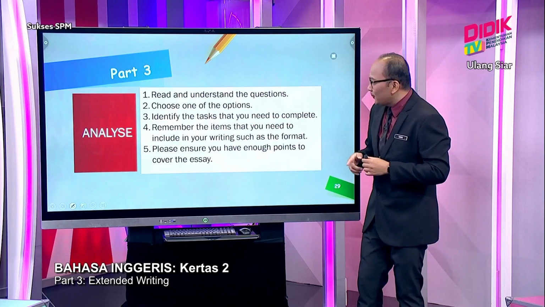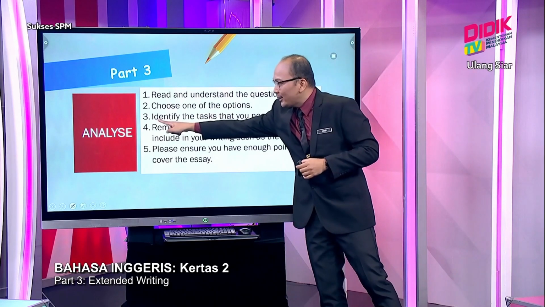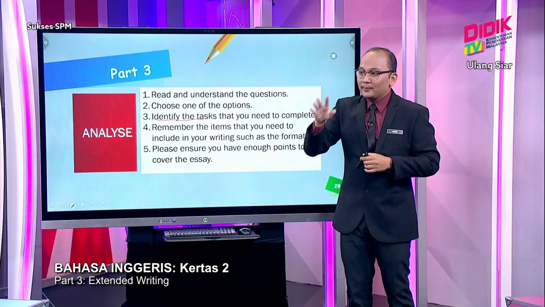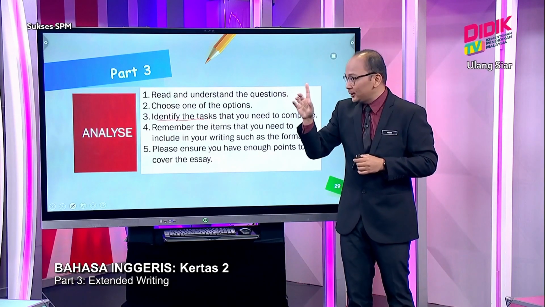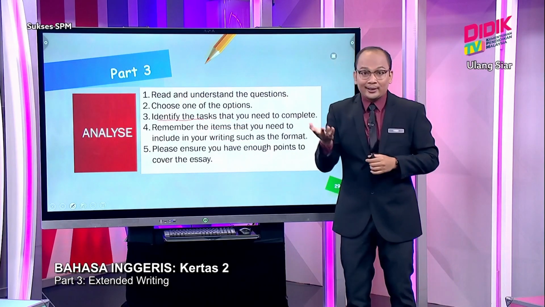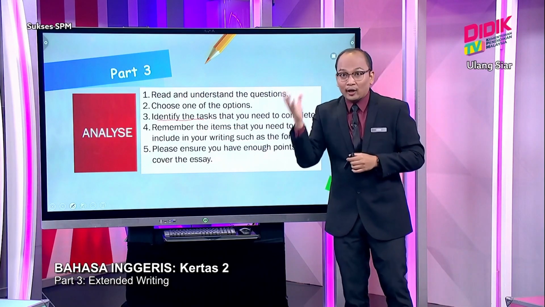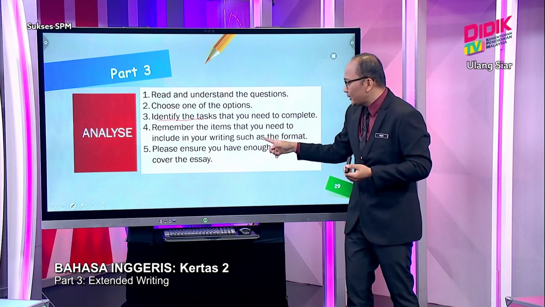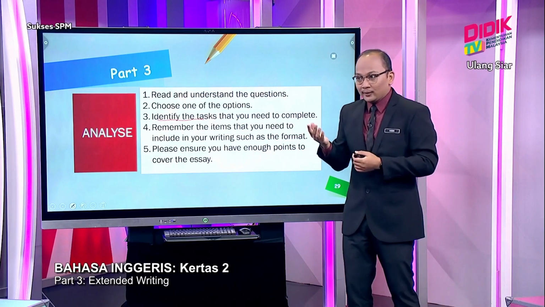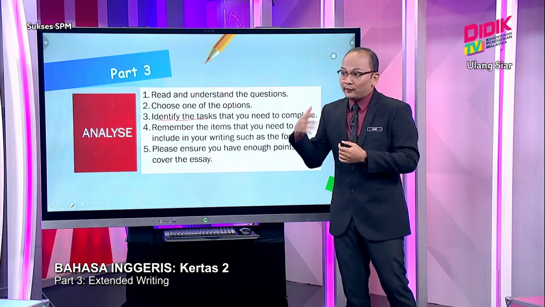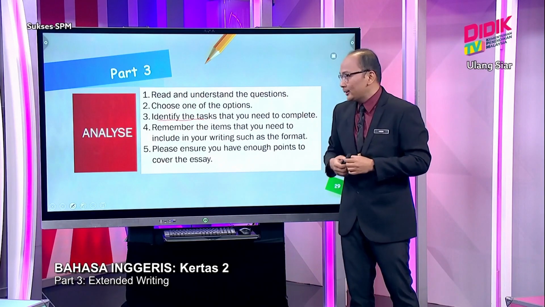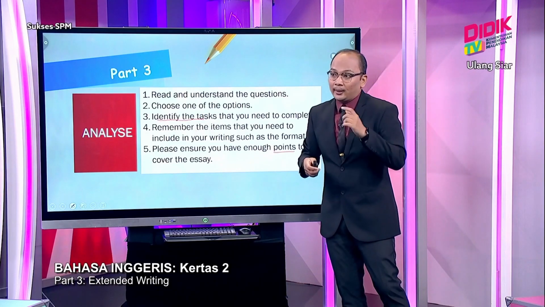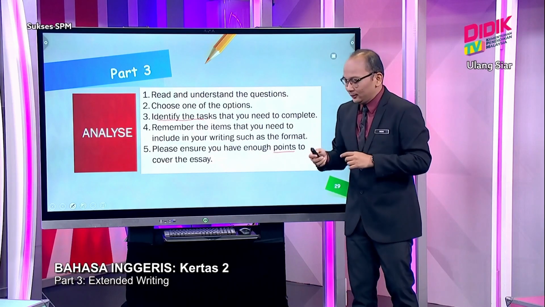Identify the task that you need to complete. Once you read the options, you identify the task that you need to complete. Because there are 4 formats, but 3 will be out. So if you choose one, for example, story, you need to identify what kind of story you need to write. If you are going to write a report, what kind of report, and review, what kind of review. Remember the items that you need to include in your writing, such as the format. Some have a format, so you need to follow whatever format is needed to complete the task. And also, please ensure you have enough points, because points are always important for you to get a better score in your content.